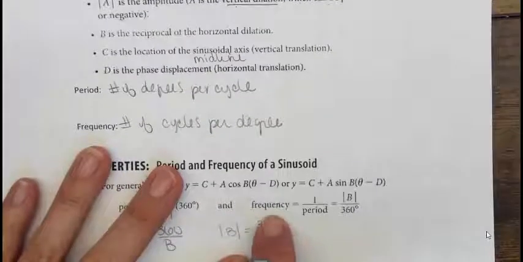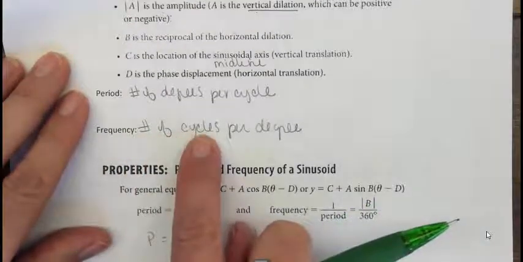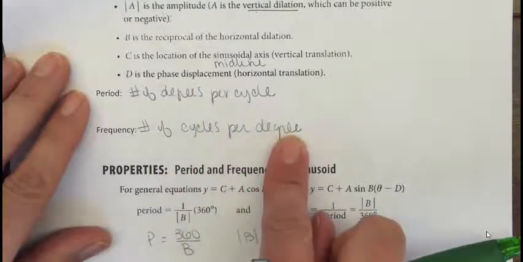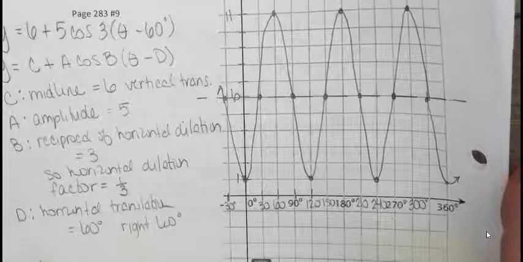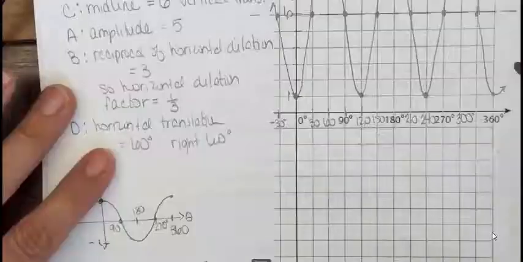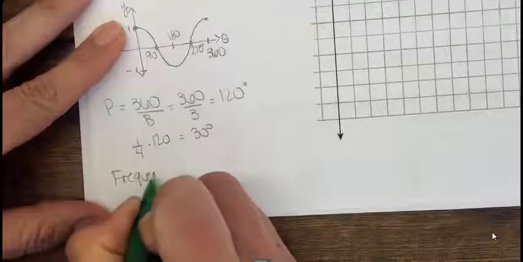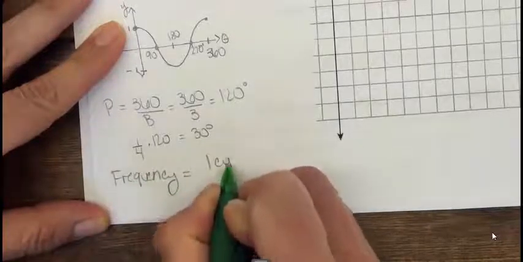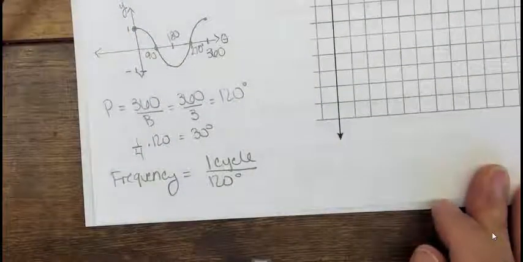Now, the only other piece of vocabulary that we talked about here was your frequency. Okay, and we talked about it's the number of cycles that you can get per degree, right? So I can get one cycle in 120 degrees. So then my frequency here would be 1 out of 120. So we'll just write that frequency then would be 1 cycle per 120 degrees. Or 1/120th would be my frequency.